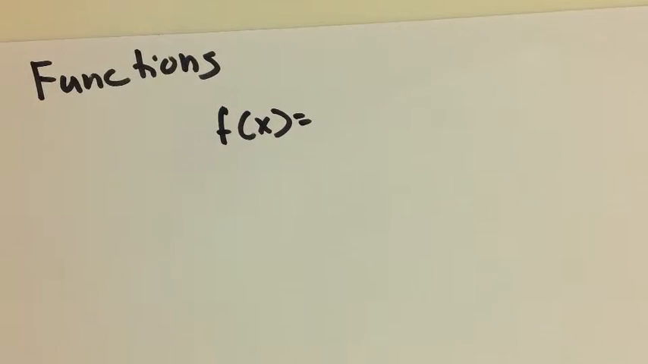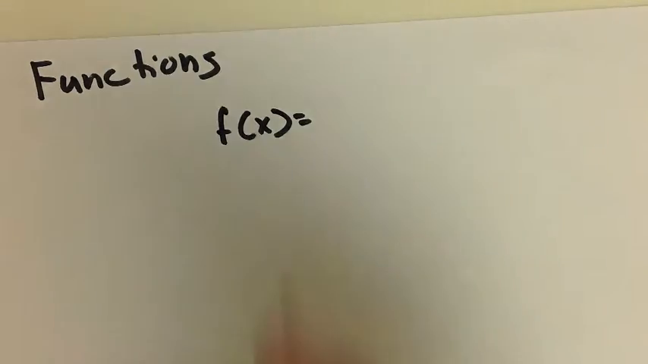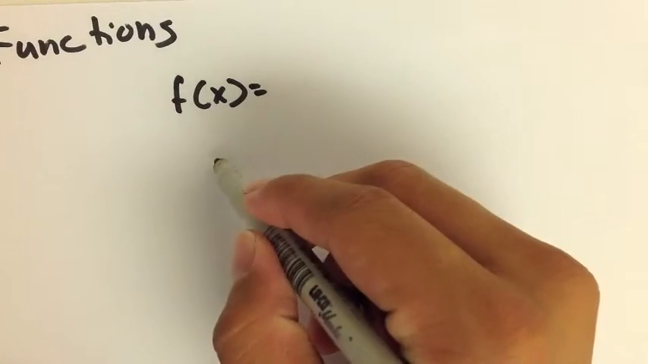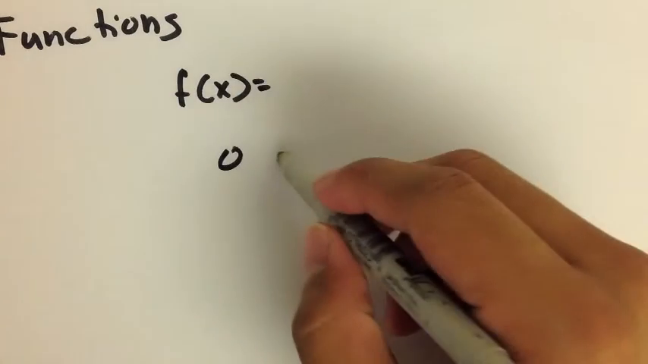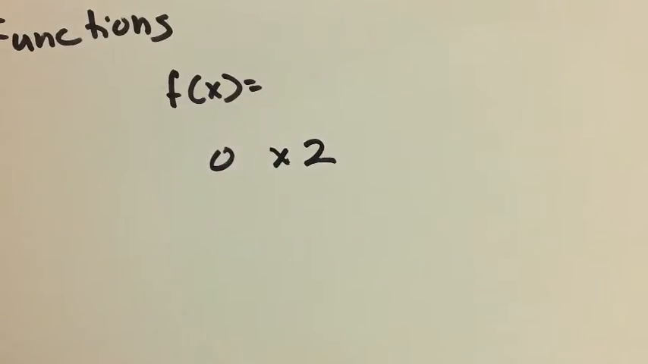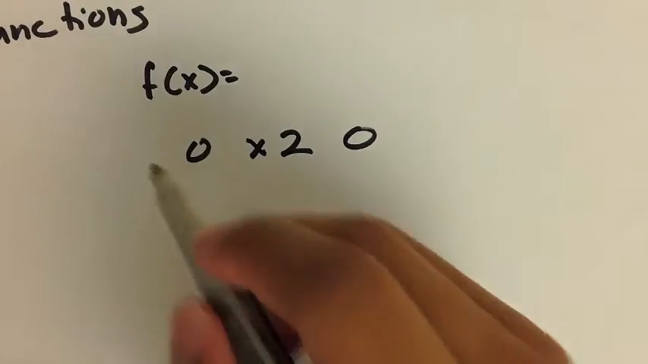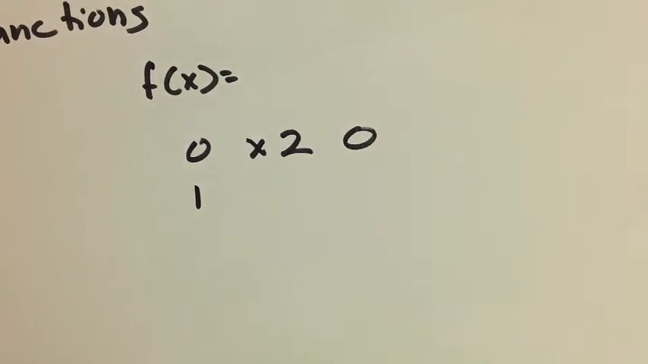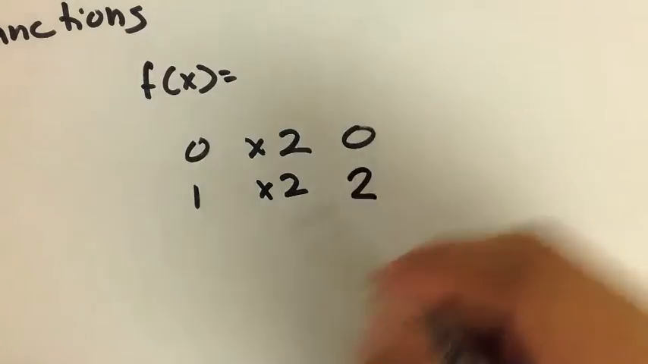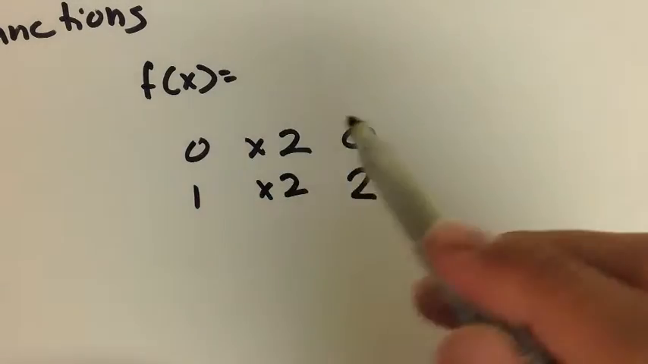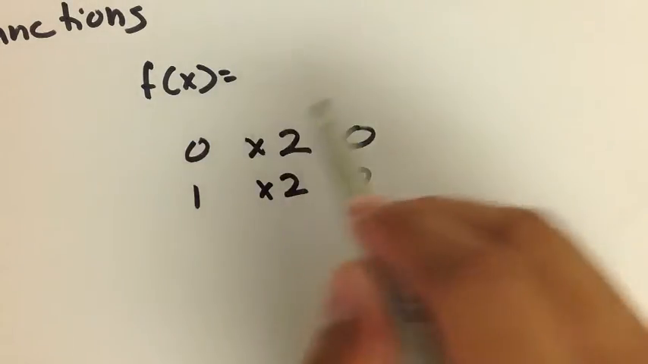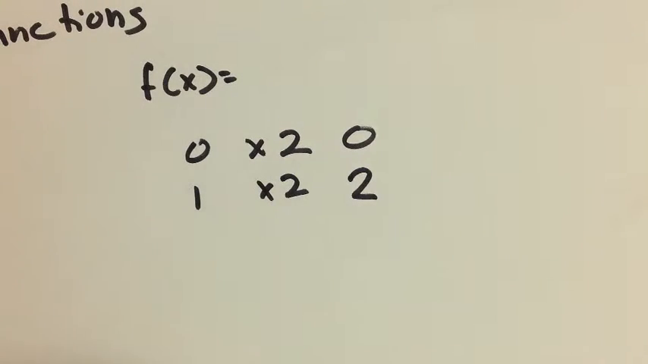So we have the input and the output. Say we have an input of 0, and then we have a relationship of times 2, and then our output would be 0. Again, if we have an input of 1, the same relationship, then our output would be 2. So as you see, the function would be this whole part, but that is the basic components of a function.